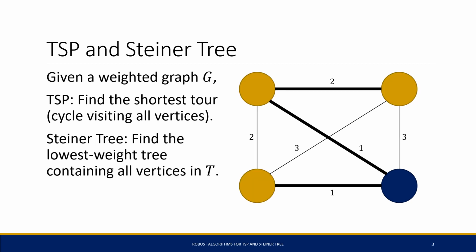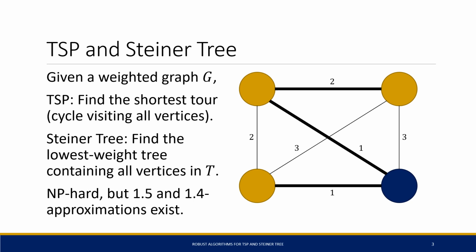And in the Steiner tree problem, in addition to the graph G, we're given a subset of the vertices T, and our goal is to find the lowest weight tree that connects all the vertices in T. So in this example, I've highlighted T as the golden vertices, and again, the bold edges give an example of a minimum Steiner tree. So both problems are NP hard.